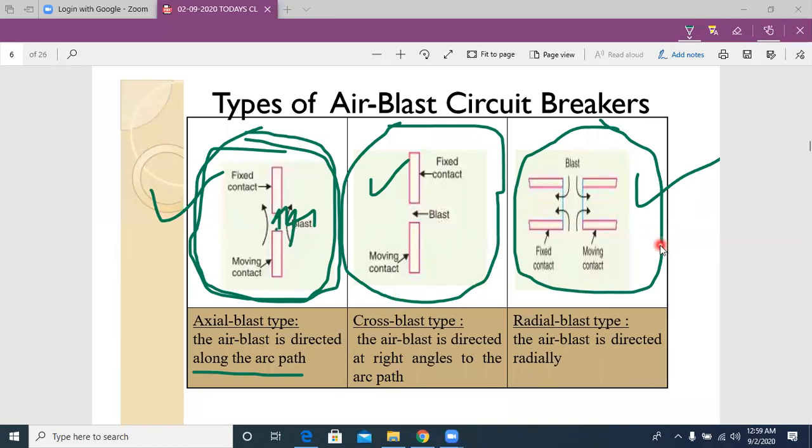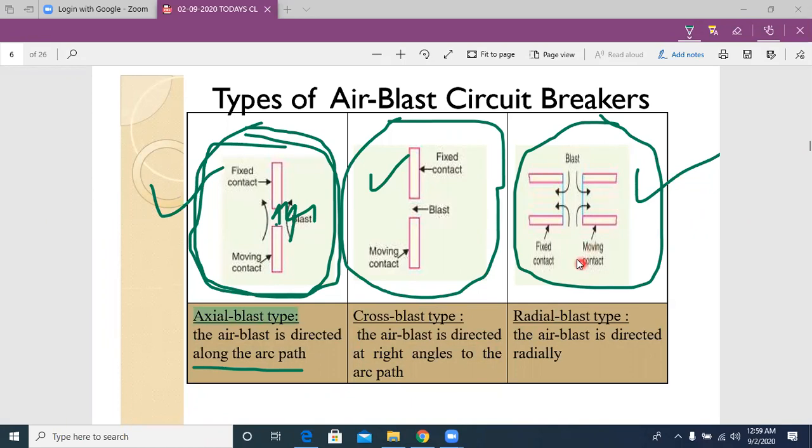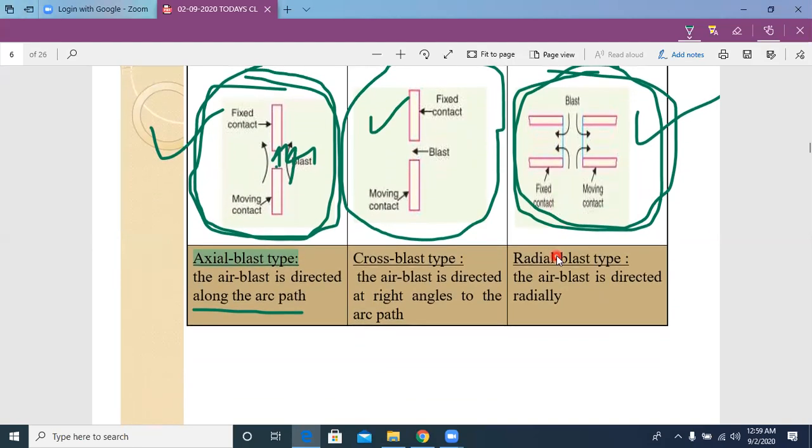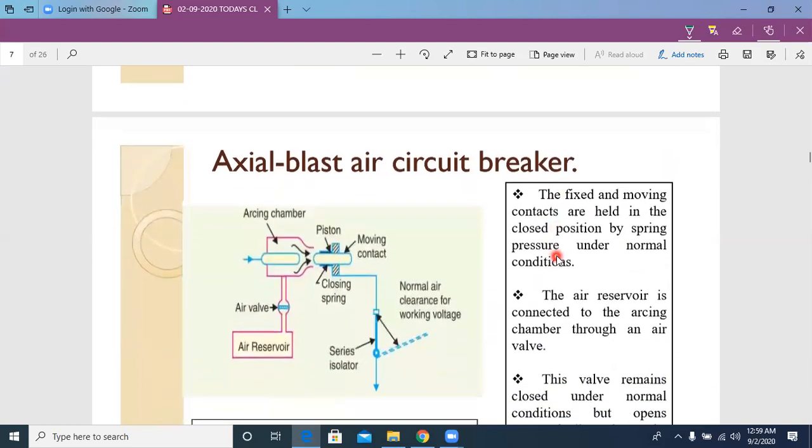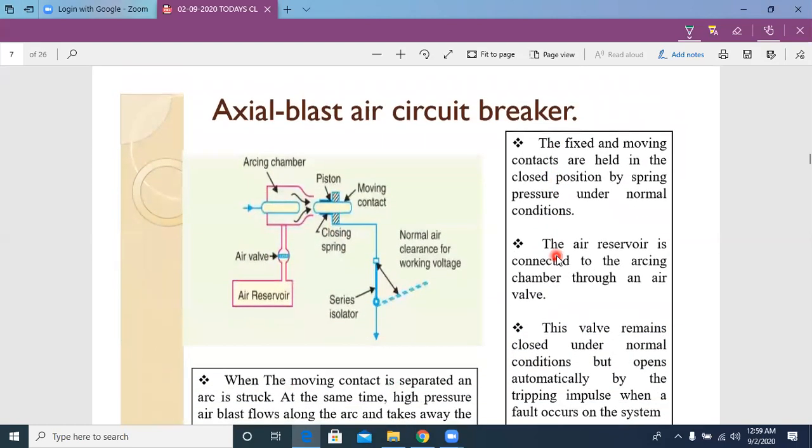And one more type is there. That one is radial blast. In this type of circuit breaker, airflow is directed radially to the arc path. So in this way, we can classify the air blast circuit breakers based on the direction of flow of air to the arc path. Now we can see the first one, axial blast type.